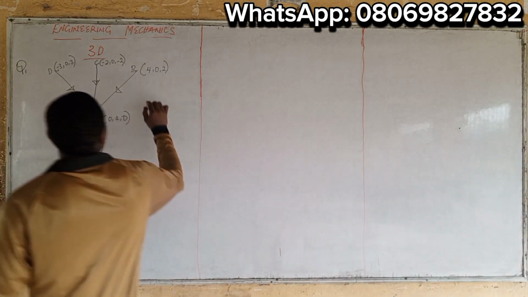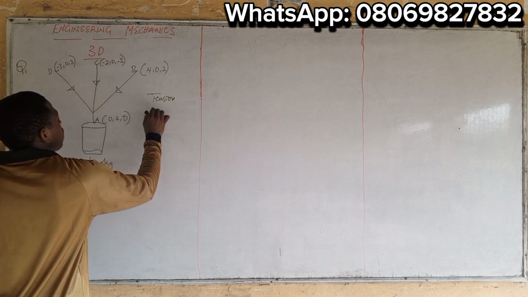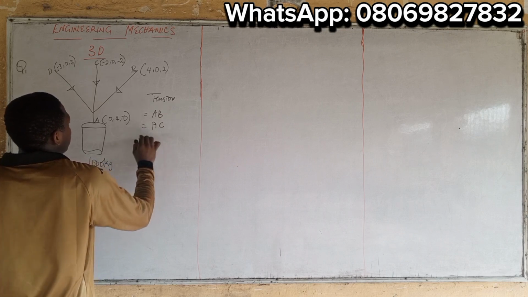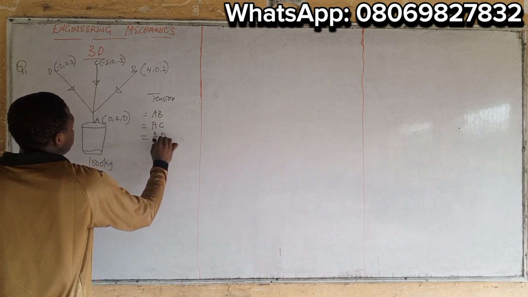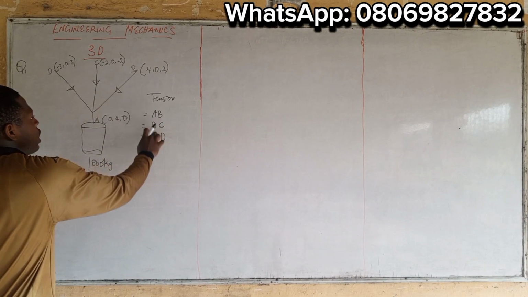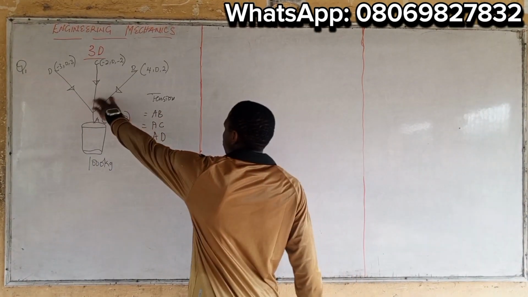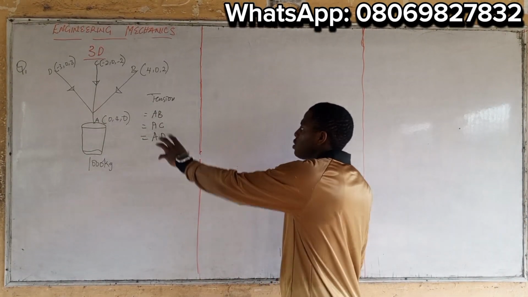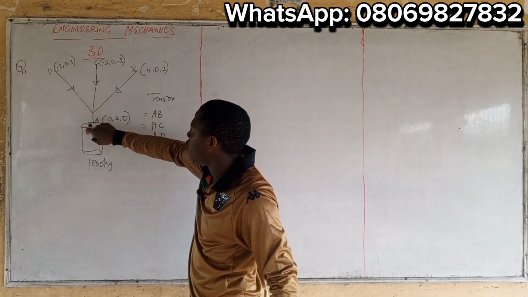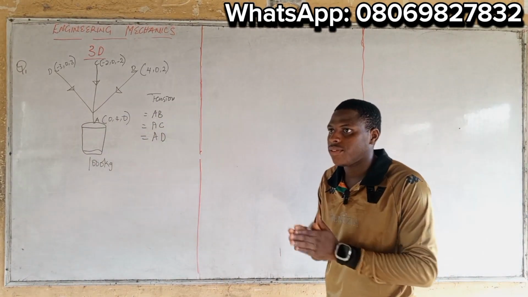So they're asking us to determine what? The tension at AB, the tension at AC, and the tension at AD. For you to solve this particular question, the major thing here is to calculate the tension for AB, AC, and AD. Now the first thing you should do is get your coordinates first.